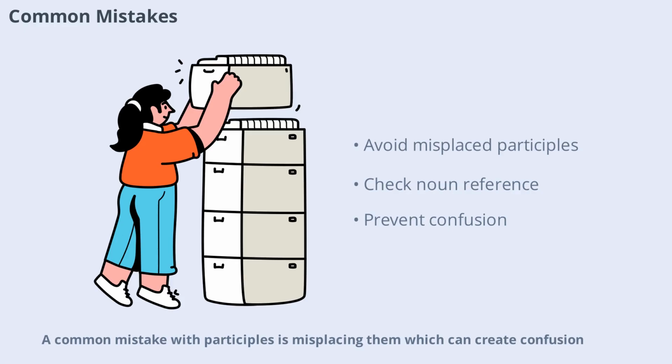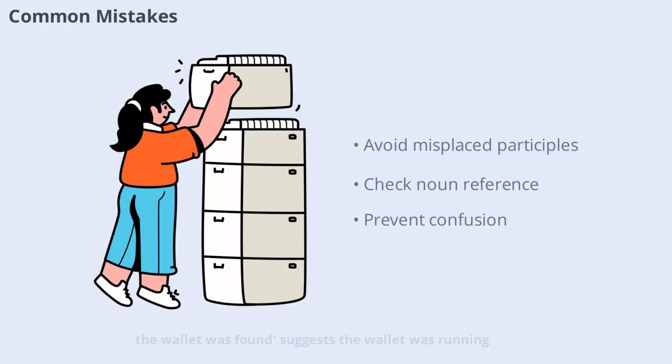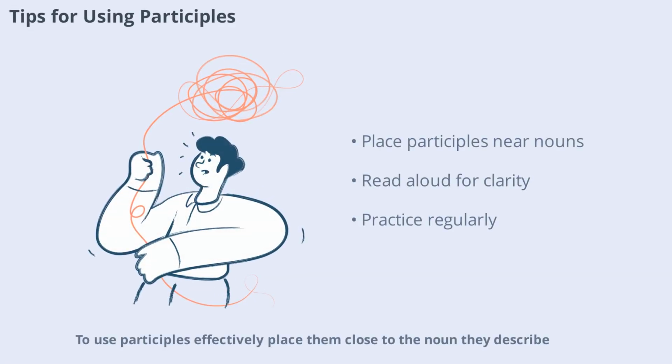A common mistake with participles is misplacing them, which can create confusion. For example, "running down the street, the wallet was found" suggests the wallet was running. Always make sure the participle clearly refers to the correct noun. To use participles effectively, place them close to the noun they describe. Read your sentences aloud to check for clarity. If something sounds confusing, try rephrasing it. Practice makes perfect, so keep experimenting with participles in your writing.